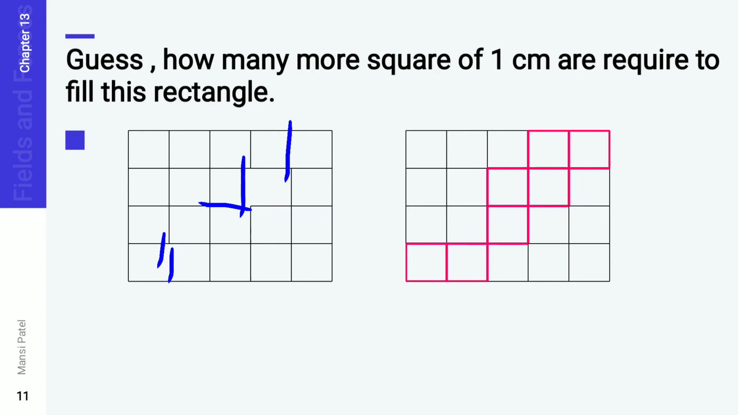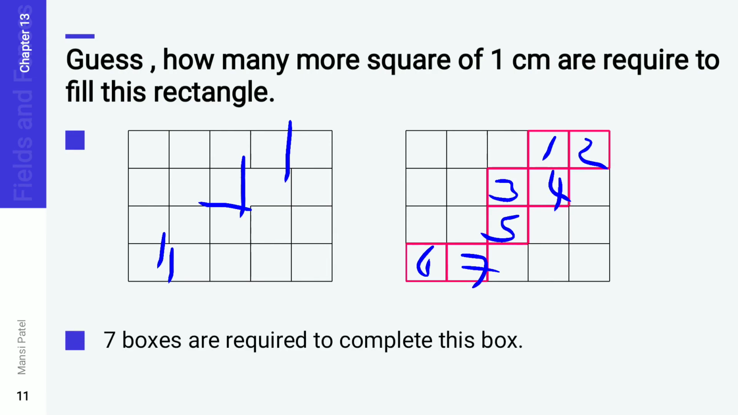How many boxes are needed? So just look at this one. How many boxes are in color? 1, 2, 3, 4, 5, 6 and 7 boxes are here. So how many boxes are required? So we can say that to complete this one whole rectangle, we need 7 more boxes to complete this box.